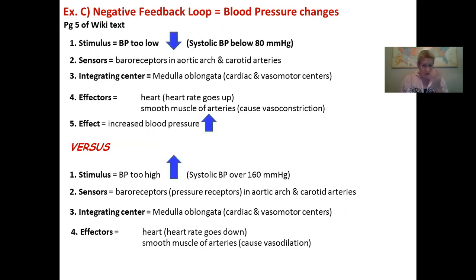So remember, if heart rate goes up, blood pressure goes up. If heart rate goes down, blood pressure goes down. If arteries clamp down and vasoconstrict, blood pressure goes up. If arteries vasodilate, blood pressure will drop. Okay, so that's the last of the negative feedback loop for this chapter.